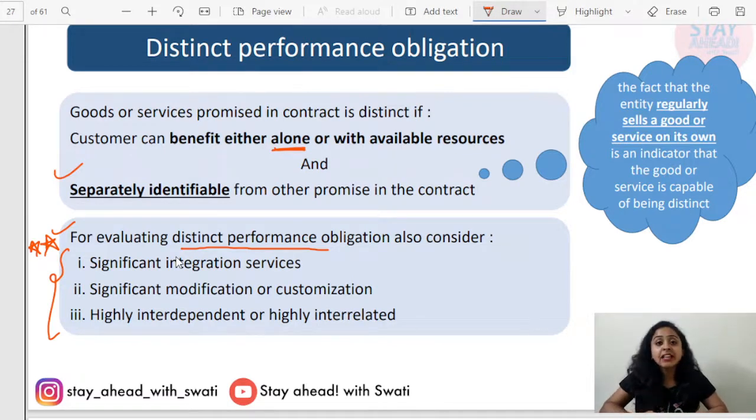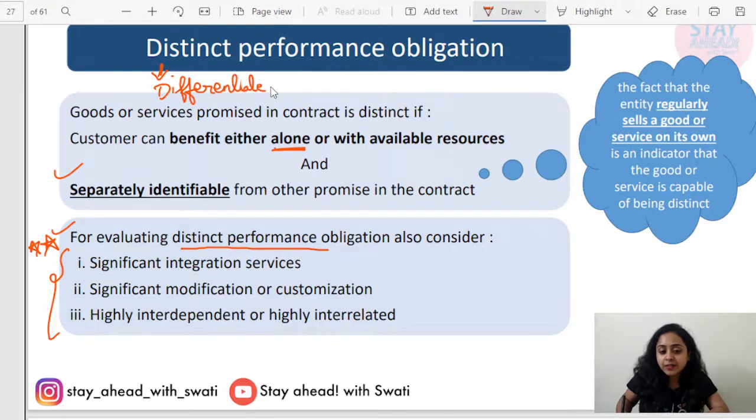Highly dependent, then you have to consider it as one and cannot differentiate. Okay, distinct means, in easy words, can be differentiated easily, can be separated easily.